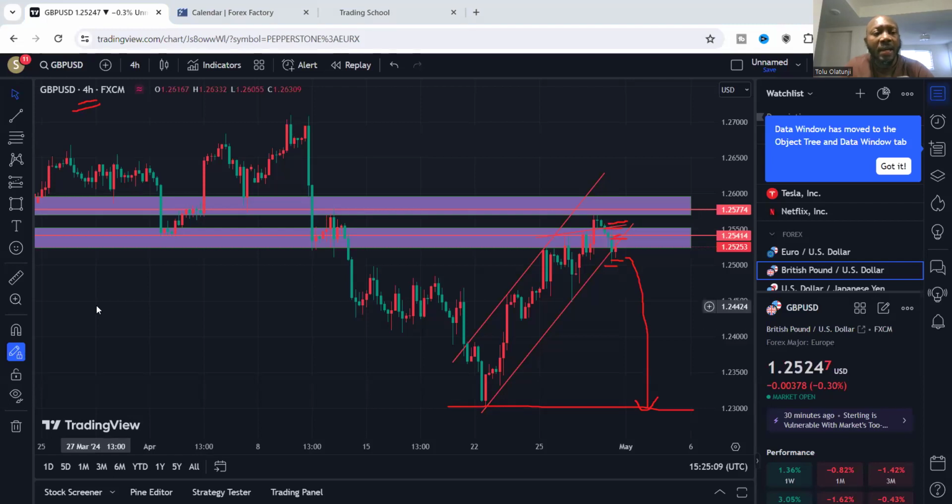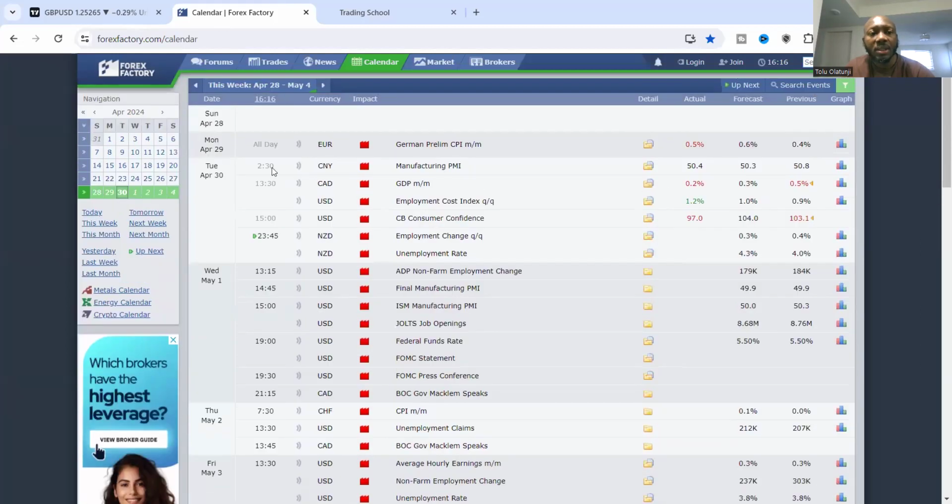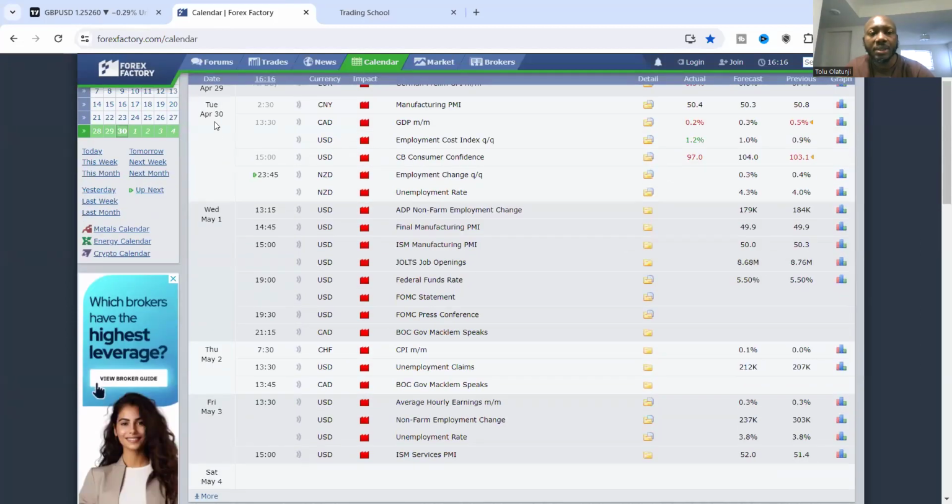Now, before I round up, based on what we've talked about for the DXY, the EURUSD, and the GBPUSD, one major thing that we always say you should do at the very beginning is what? Check the calendar, check the news. You can see Monday was pretty quiet. Tuesday today, we had news that came out for the dollar. Wednesday, which is tomorrow, have a look at this. Can you see?